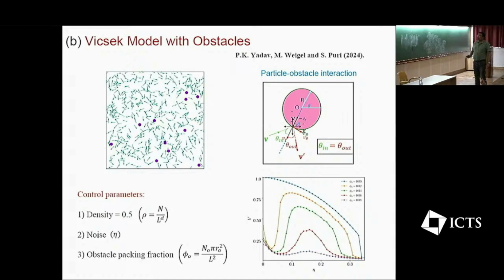So what are the control parameters we have in the system? Of course, earlier you had the density, so I'm going to show you results for 0.5 density, whatever.